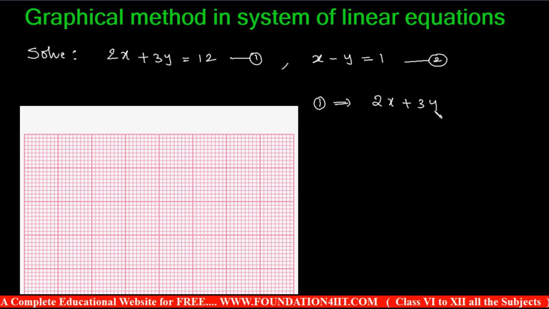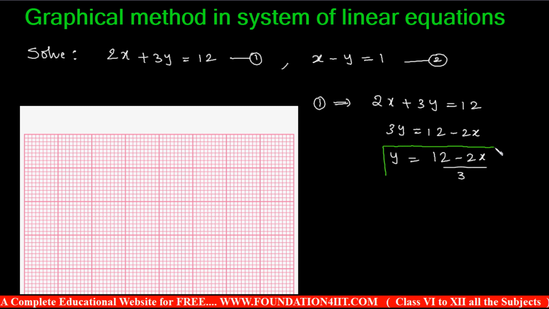From equation 1, that is 2x plus 3y is equal to 12, I will find the value of one variable. From this, 3y is equal to 12 minus 2x, and y is equal to 12 minus 2x divided by 3. The 3 is taken to this side. Now this is the value of y. Once you convert it like this, in the place of x you can take a minimum of two values, which are enough to draw the straight line. If you do it without mistakes, 2 points are enough to be accurate.